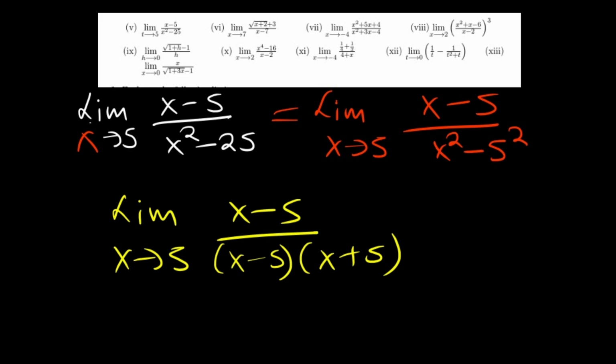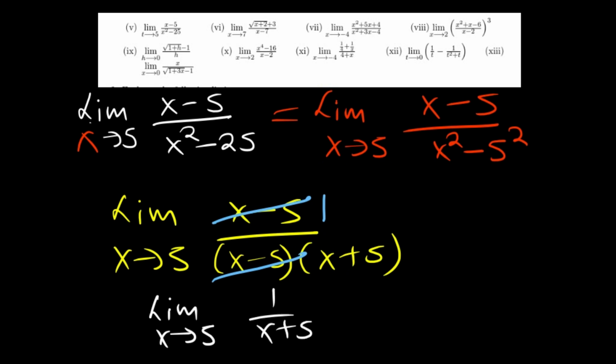So you can clearly see that here you can divide, and on top you're going to remain with a 1. Therefore you have the limit as x approaches 5 of 1 over x plus 5. If you put a 5, you're going to have 1 over 10 as your solution. Okay, so we were done with number 5.